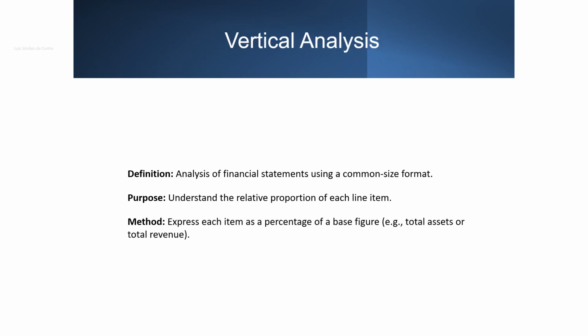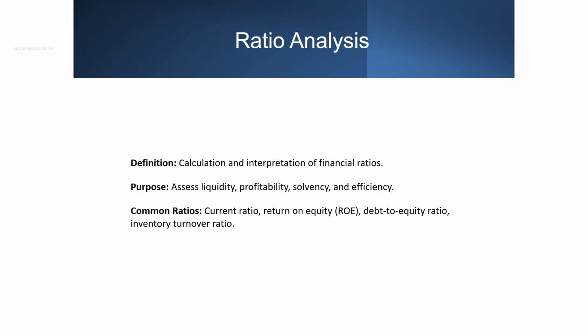Vertical analysis, also known as common size analysis, involves analyzing financial statements by expressing each item as a percentage of a base figure, such as total assets or total revenue. This method helps to understand the relative proportion of each line item, providing insights into the company's financial structure and efficiency.